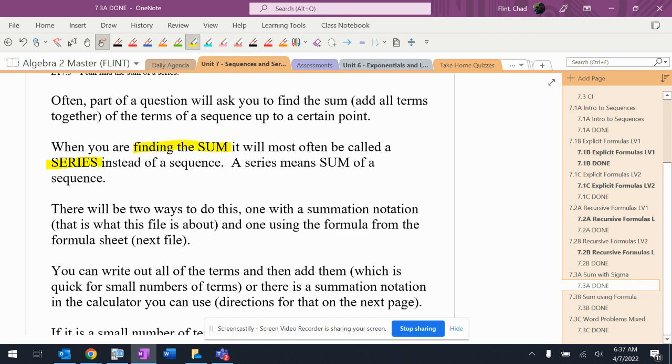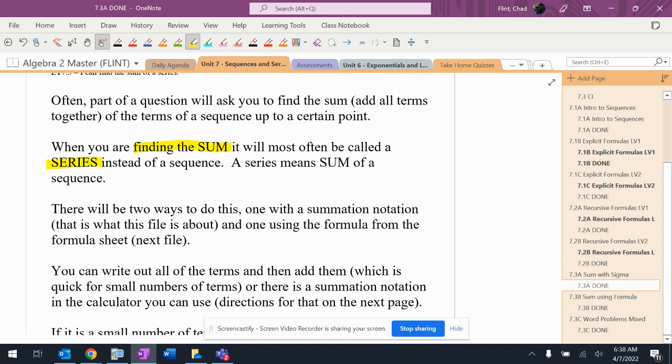I put it's often called a series in these notes. I don't know if the word often is the best word. Sometimes it's called a series. Find the sum of the series. It's a weird thing. I don't know why it needs to get included, but just call it the sum of the sequence. That makes the most sense to me, but that's not necessarily the wording they're going to use.